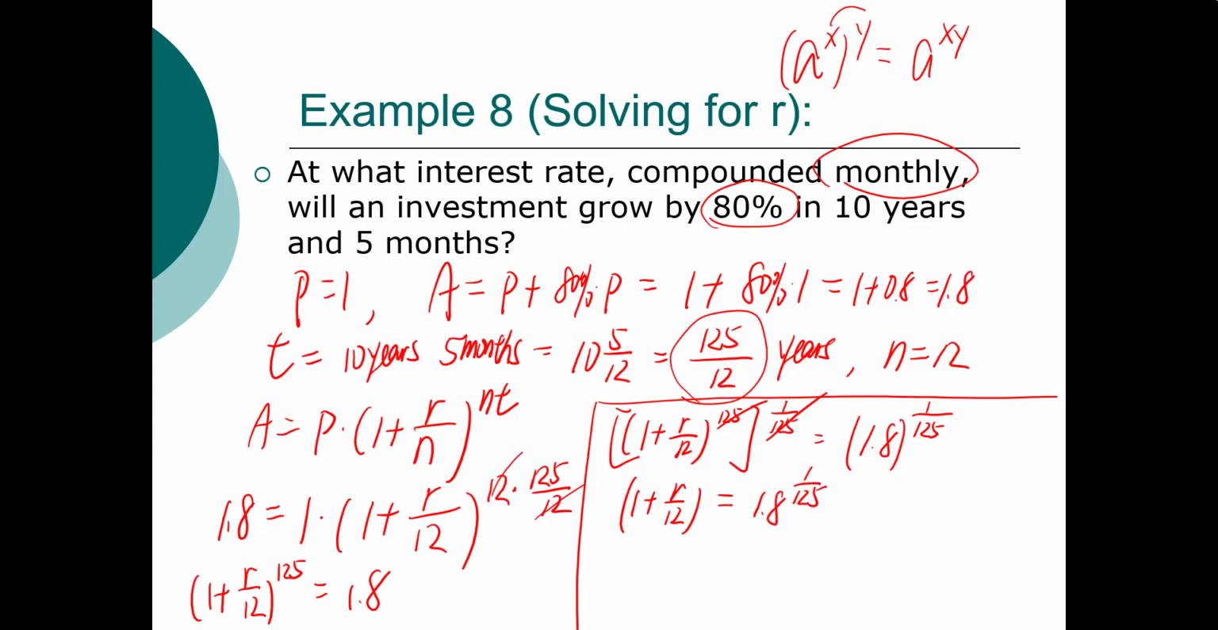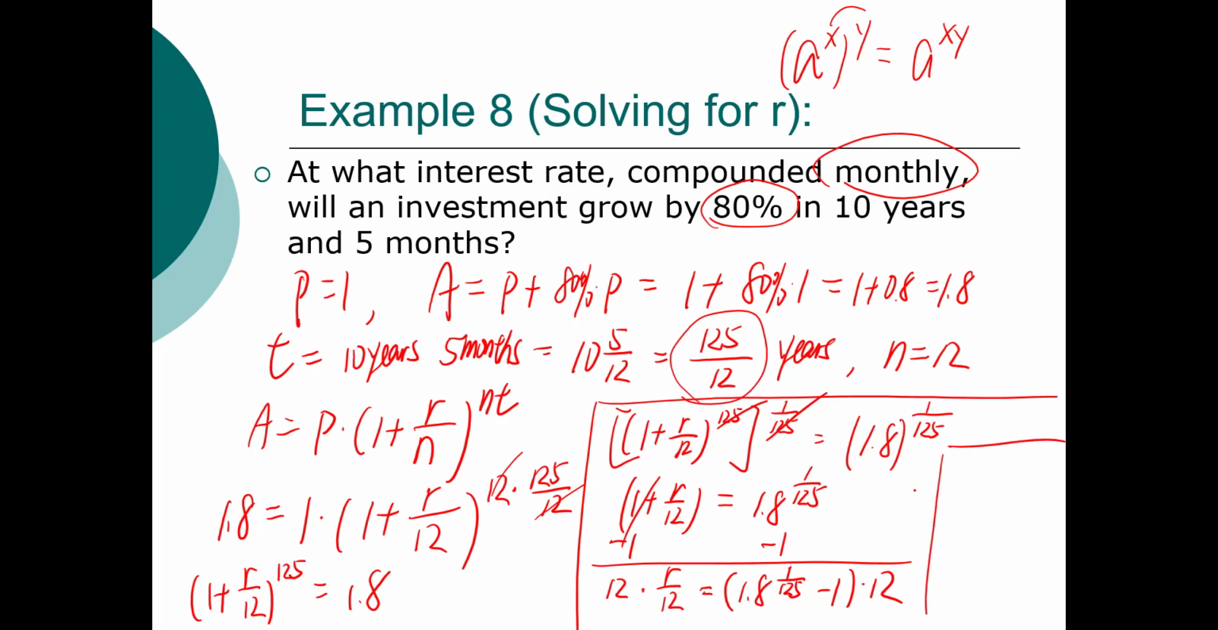Now here we solve for r. First of all, we subtract 1 from both sides of the equation. We end up with r over 12 equal to 1.8 raised to 1 over 125 minus 1. Eventually, you're going to multiply both sides of the equation by 12. So the rate should be equal to that, canceling 12.